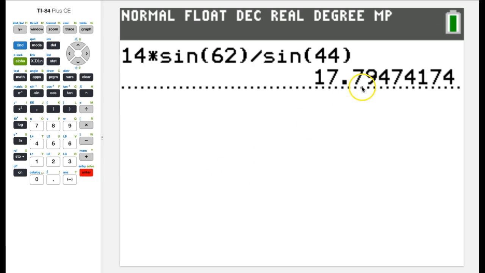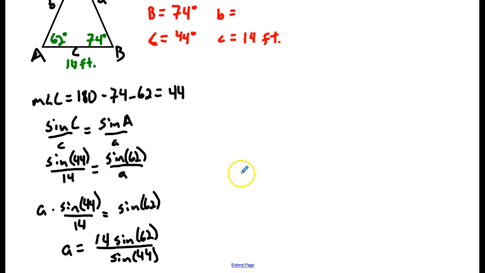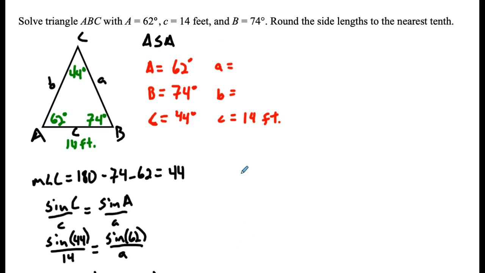And we get that side A is 17.794. Now, I believe in most of the directions we're going to be told to round to the nearest tenth, so that would be 17.8. Right. So we can fill in side A is 17.8 feet.